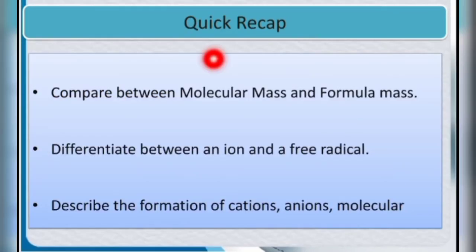Students, here I have a very quick recap for you. We discussed the comparison between molecular mass and formula mass, differentiated between an ion and a free radical, and described the formation of cations, anions and molecular ions.